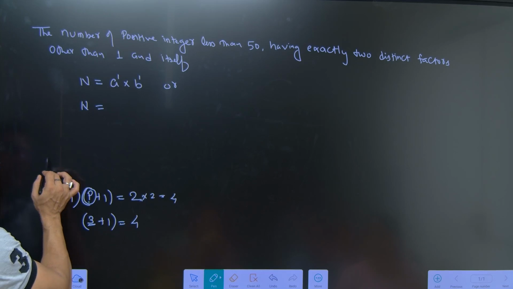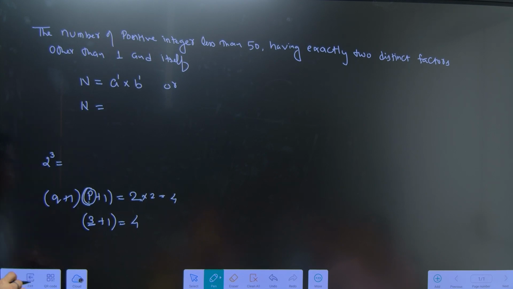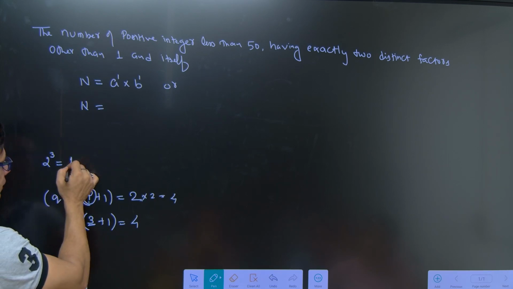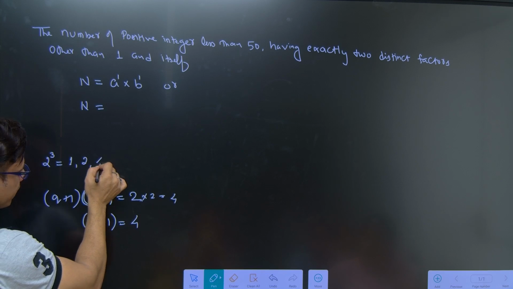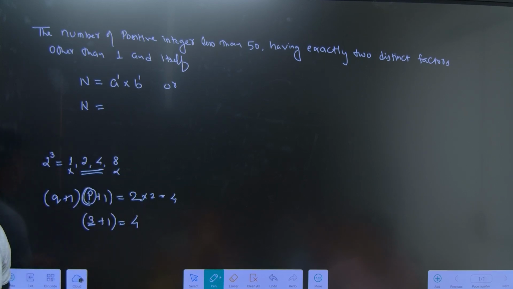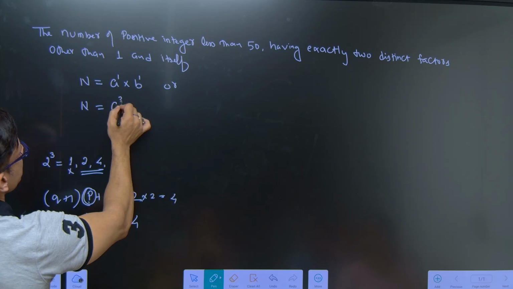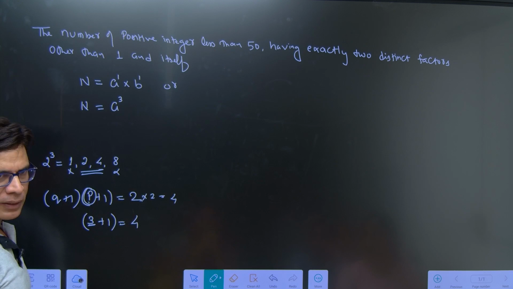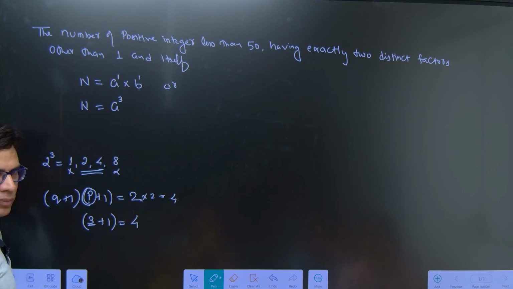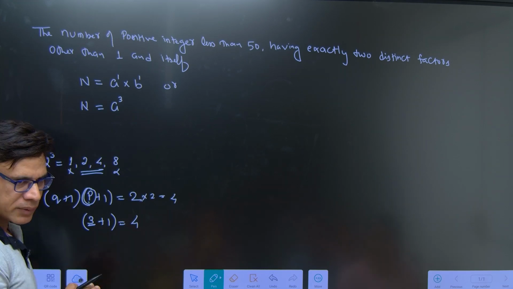For example, if you look at 2 cube, 2 cube will have how many factors? 4 factors, 3 plus 1, right? Which are those factors? 1, 2, 4 and 8. Apart from 1 and itself, it still has 2 factors or not? So either the number should be of this form, or the number should be of a raised to power 3, only a cube. a raised to power 5 will have 5 plus 1, 6 factors, right? Or of this form. Clear? Okay.